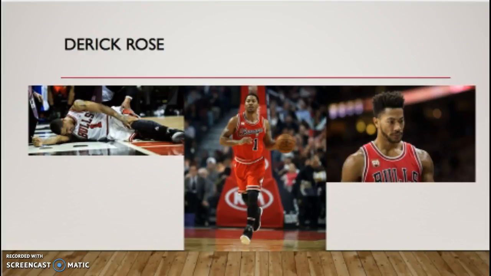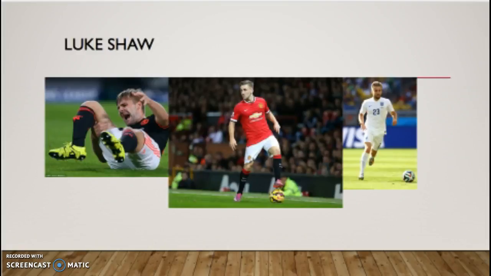The psychological responses to the injury are that, being an injury-prone player, Derrick Rose would be very depressed by it because he was being stopped from playing for the Chicago Bulls, a team that was really struggling at the time. He was a key player. This would have made him really depressed and angry, but I'm sure he would have been very motivated to get back, which he did. The second athlete I've chosen is Luke Shaw.